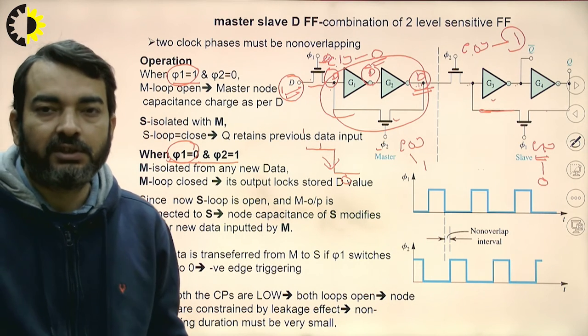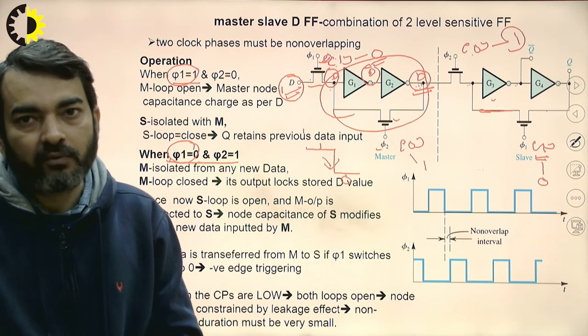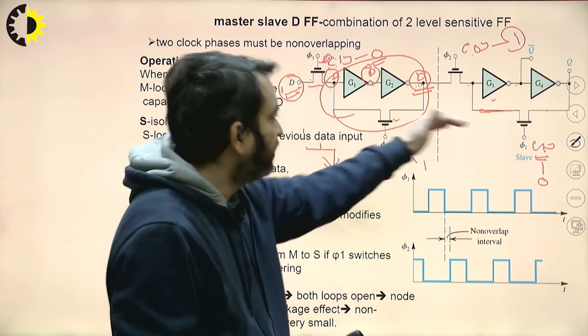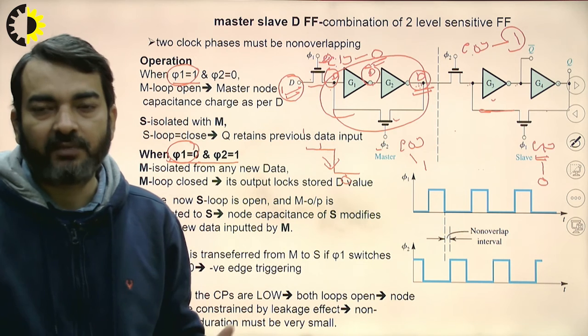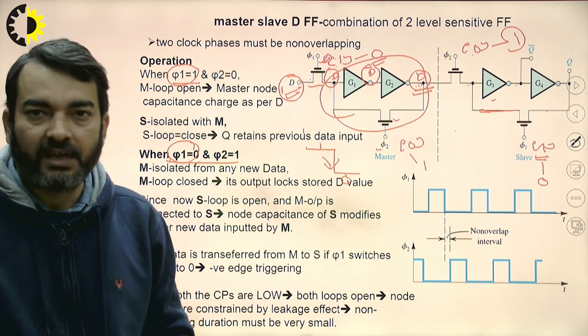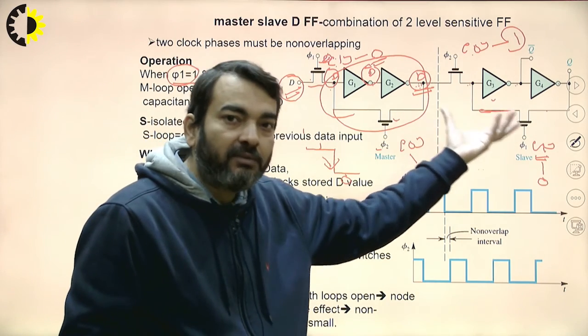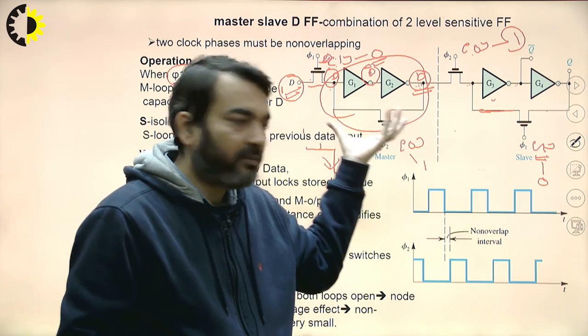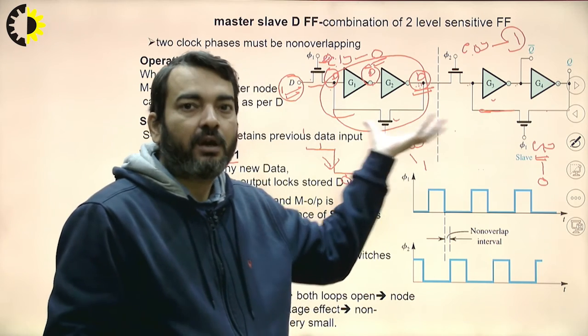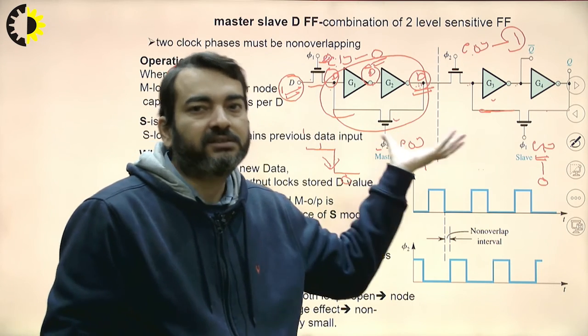So by using two similar flip-flops in this way, one master and one slave, we can realize a flip-flop where both are in fact level sensitive, but the overall outcome is an edge sensitive flip-flop.